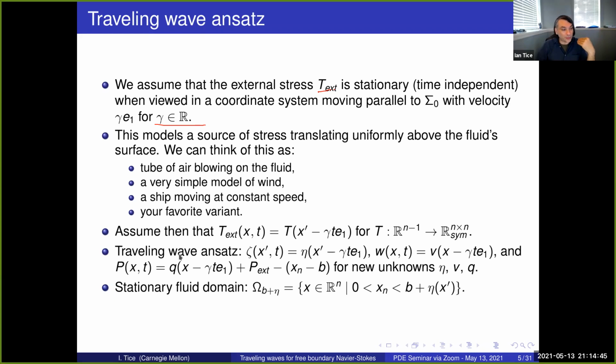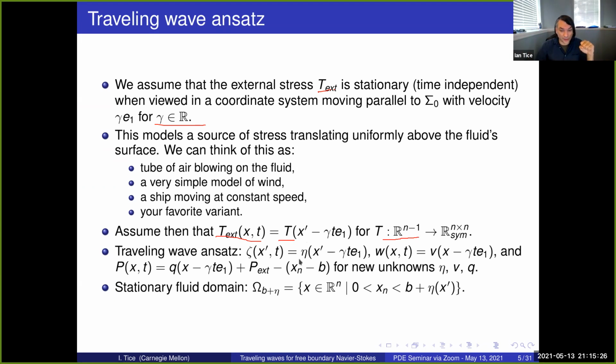So the way that we're going to implement this mathematically is we're going to assume that the time-dependent external stress is given as a stationary function t, which I will assume for simplicity in this talk is only a function on the cross-section R^(n-1). In the actual paper, we can handle something more general. But for simplicity, we're going to assume here that this thing is just a function of the cross-section variable minus gamma t E1. So it's just a function on the cross-section and just translating along at speed gamma in the direction E1.